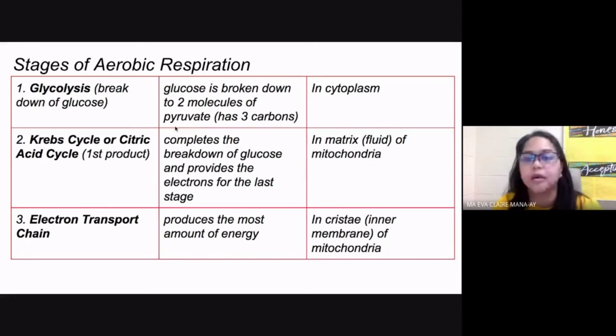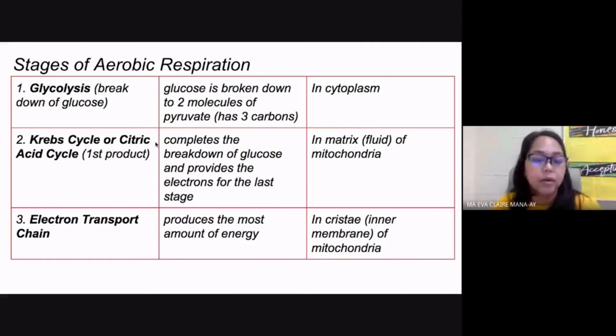Now, the products of glycolysis are going to be transported into the mitochondria, and they would undergo the Krebs cycle, or the citric acid cycle. This is another term for your Krebs cycle. It's also called the citric acid cycle because citric acid is the first product of this stage of aerobic respiration.